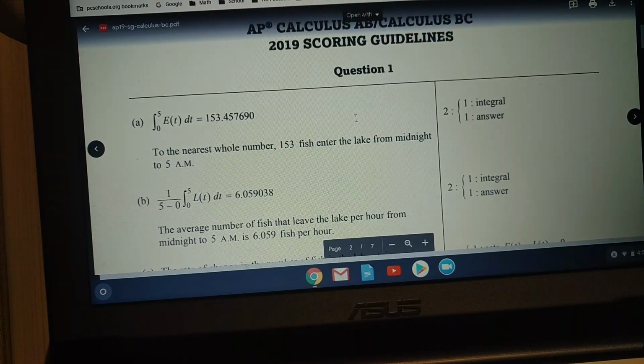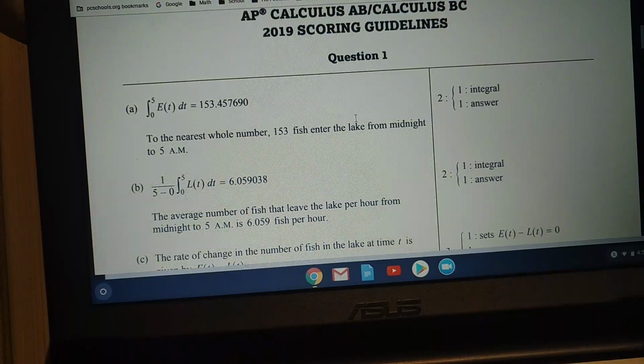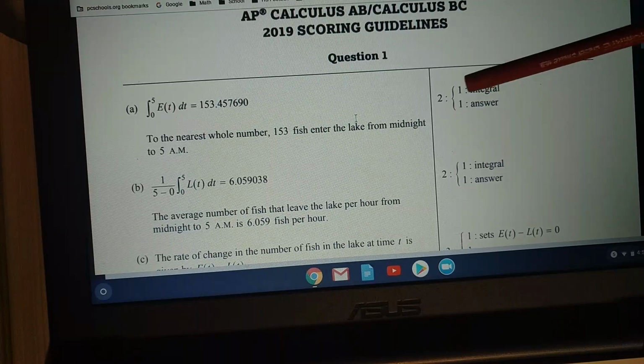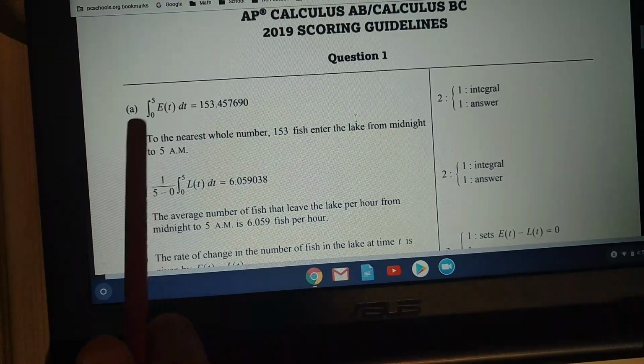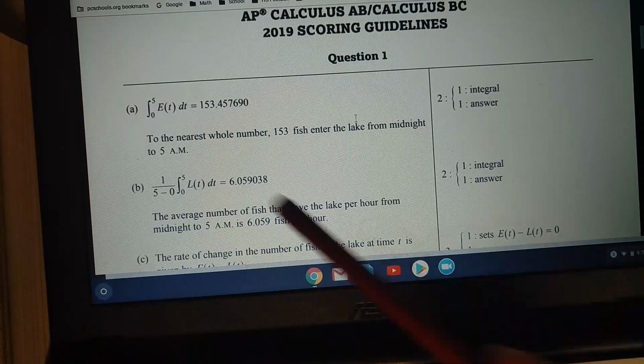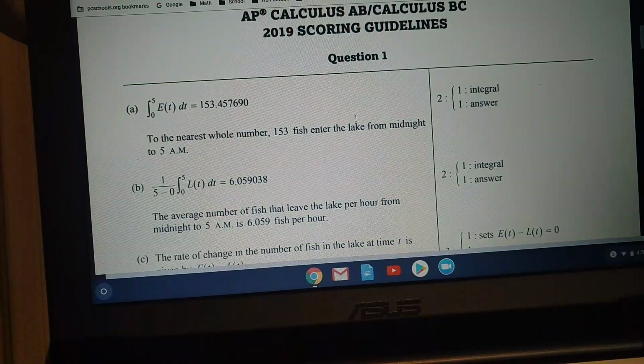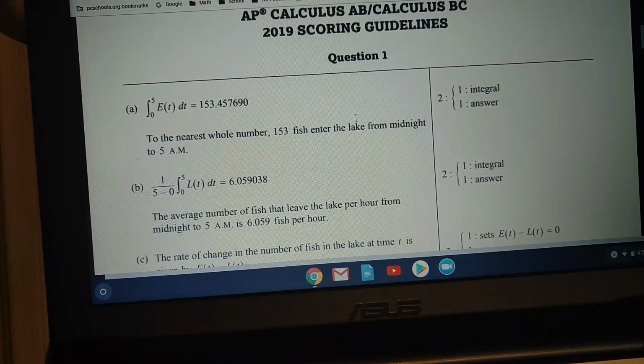First, part one, which is just the rate entering. They make it nice: E for enter and L for leave. Over the 5 hours, it's the integral from 0 to 5 of E of t dt, and you get the answer 153.458. You get 1 point for the integral. You have to have this integral expression. If all we see is an answer and we don't see how you got it, you're not going to get your integral point. You need to have that integral visible in order to get that point.